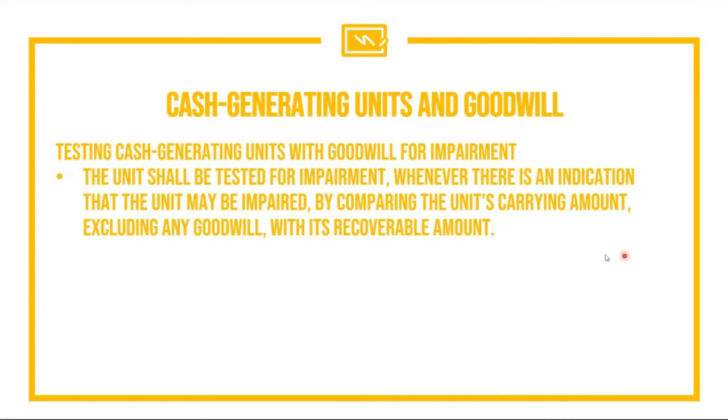Okay? We now go to the testing of cash generating units with goodwill for impairment. So the standard simply states the unit shall be tested for impairment whenever there is an indication that the unit may be impaired by comparing the unit's carrying amount excluding any goodwill with its recoverable amount. So that's very simple. Okay?